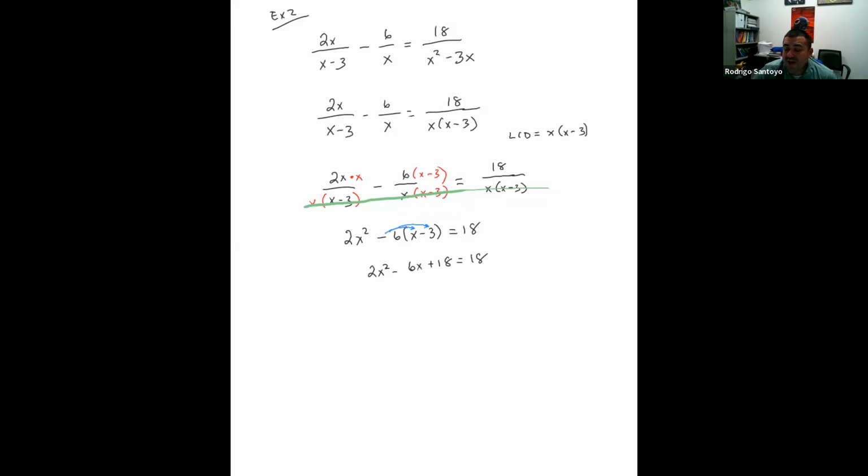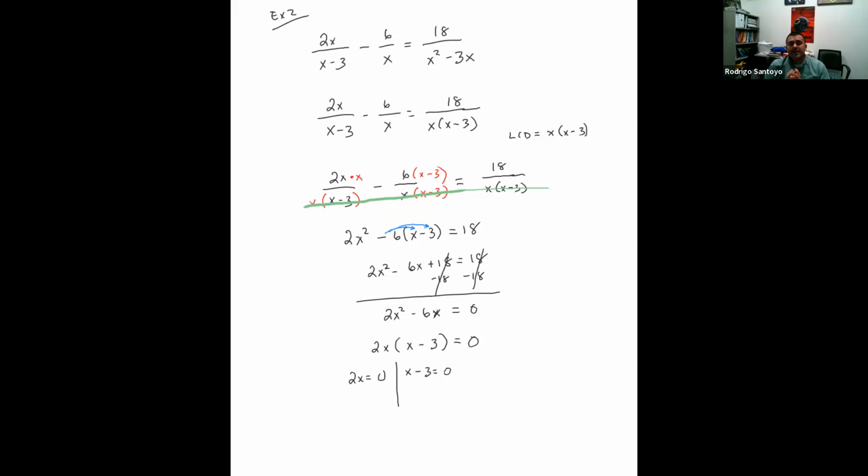Because of the power 2, it's quadratic, so we want to set it equal to 0. So I'm going to subtract this 18, and notice that what happens there, both of those are gone. We're left with 2x squared minus 6x equals 0. And we should be able to solve this here. It looks like this has a GCF of 2x, right? So we pull out a 2x, leaving us with x minus 3 equals 0. And then from there, we solve each one.